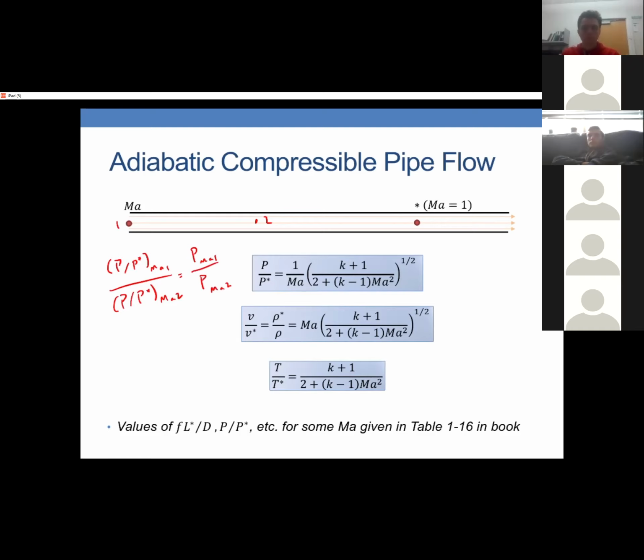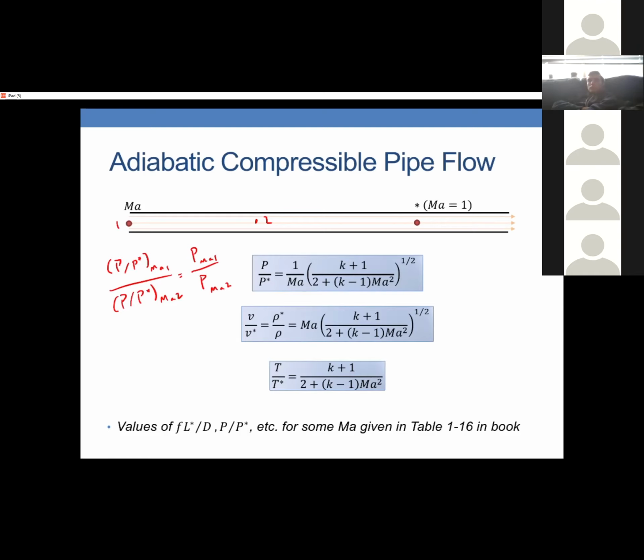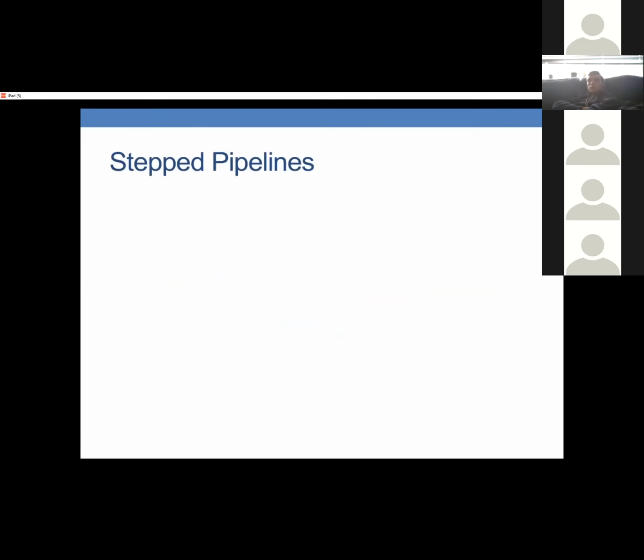Like that. And you can do that for all of them. Okay, but in order to do this, the first thing you've got to do is find out what the Mach number is at point 1 and at point 2. So let's talk about how you would do that.